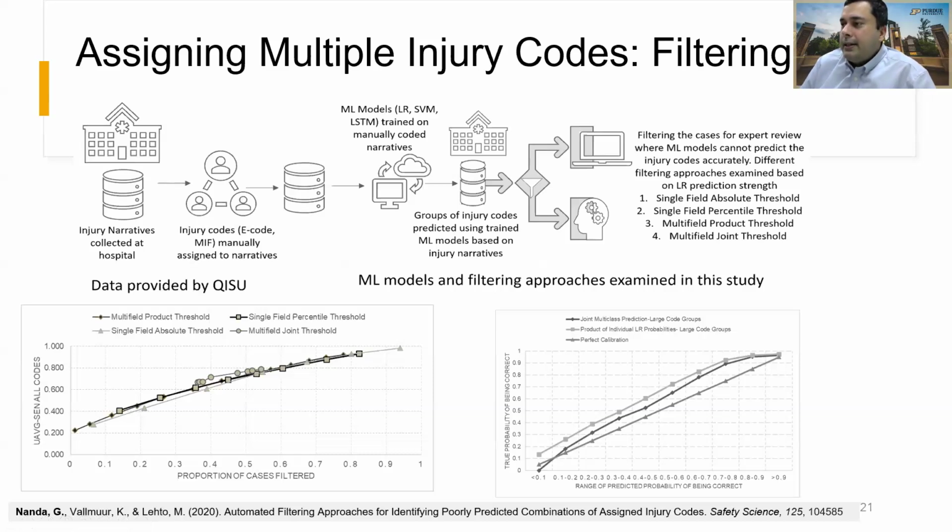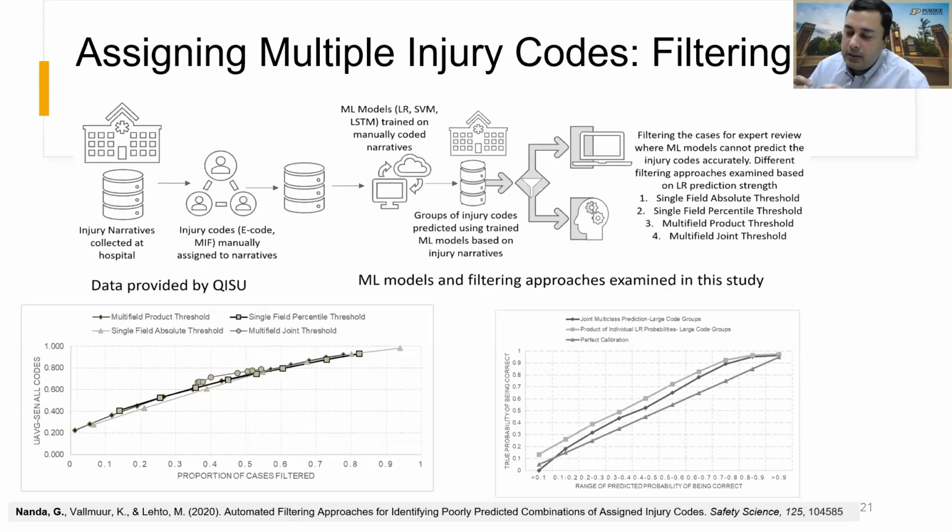Okay. After that, another challenging problem we worked on was assigning multiple causes of injury together. Till now, we were trying to predict one type of injury code based on the injury narrative. Based on the narrative, we tried to predict the cause of injury code, or on the same narrative, the object that was involved, then the nature of injury. Those predictions were made separately, but all the codes together should make sense.